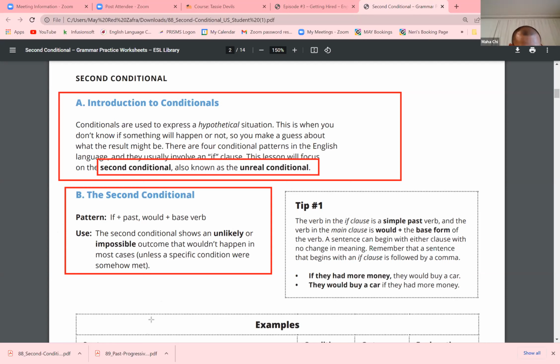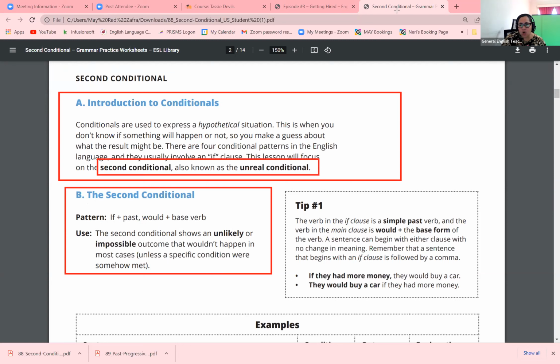Second conditional. The pattern is if plus a past and would plus base verb. So the pattern is if followed by a past tense.